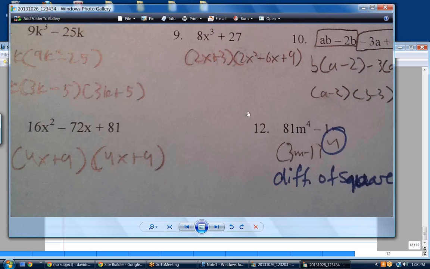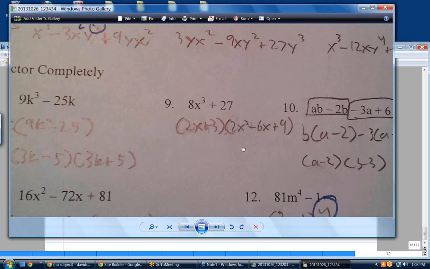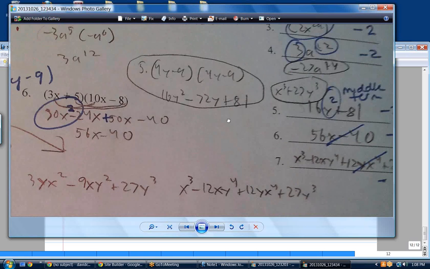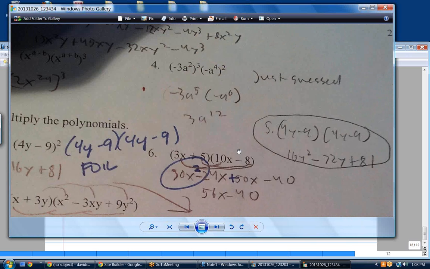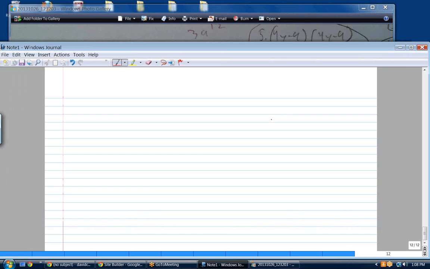So that's the end of your test stuff. Do you have any other stuff you want to go over? Yeah, I do. Let me pull it out real quick. I'll send you a picture of it.